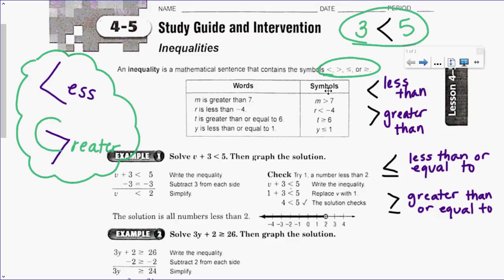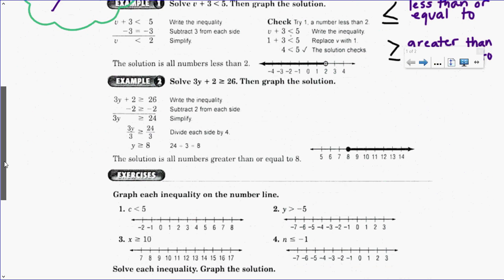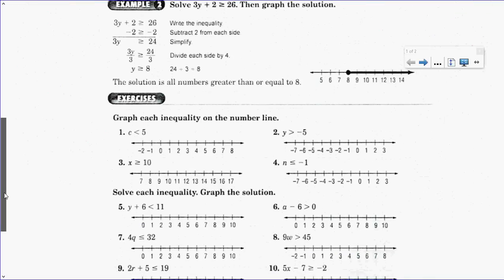If a number is greater than 7, I'm talking about all the numbers that are bigger than 7, or all the numbers that are to the right of 7 on the number line. If something is less than -4, it's all the numbers to the left of -4. If I have a number greater than or equal to 6, then we're including 6 and all the numbers bigger than 6. If we're less than or equal to 1, we're including 1 and all the numbers less than that. So we're actually going to jump down and practice graphing these for 1, 2, 3, and 4.